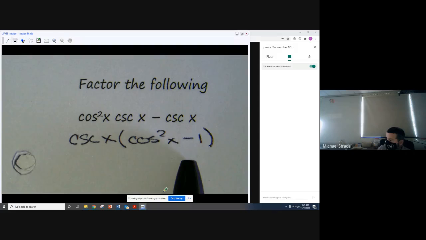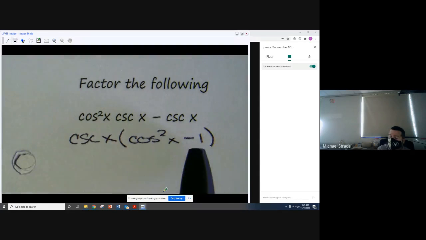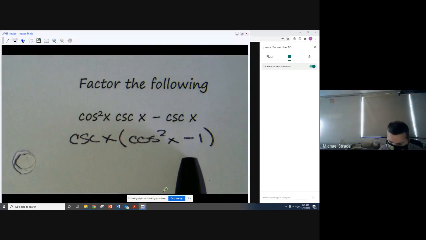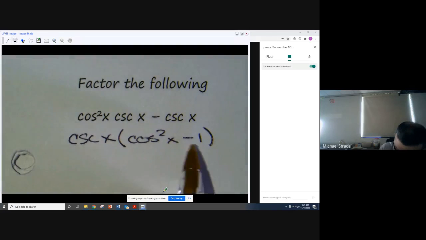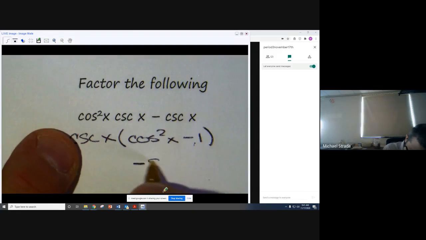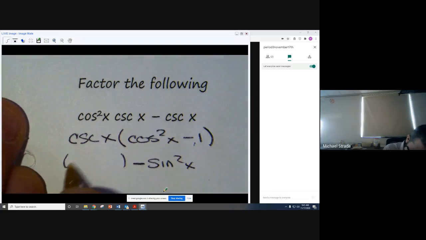Does everybody understand? Whenever it's either sine squared or cosine squared minus 1, we'll walk through all this on Thursday, how the Pythagorean identities can look differently. That's what we're going to do first thing Thursday. So if that's the opposite of 1 minus cosine squared, that means it would be the opposite of its equivalent. In other words, that's negative sine squared x, cosecant x.